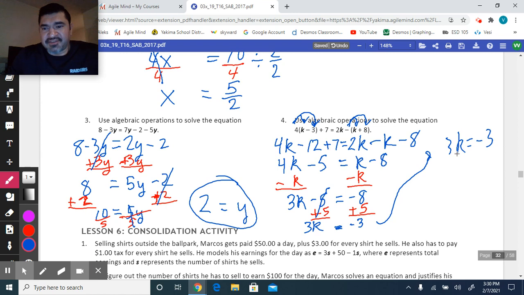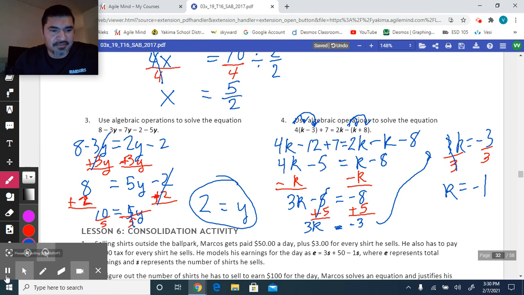All right, so last thing, we have this multiply by 3. How do we get rid of multiply by 3? That's right, we have to divide by 3. So we're going to use the division property of equality, meaning I have to divide both sides by 3. 3 divided by 3 is 1. 1 times k is k. Negative 3 divided by 3 is a negative 1. And that concludes our core activity.